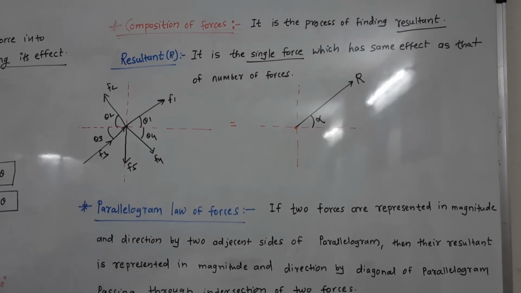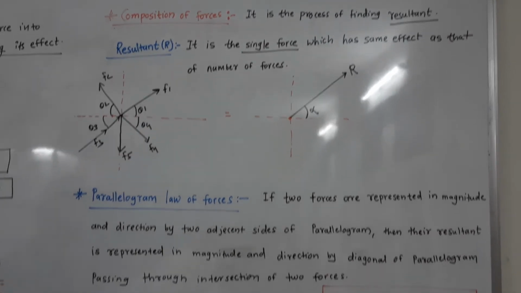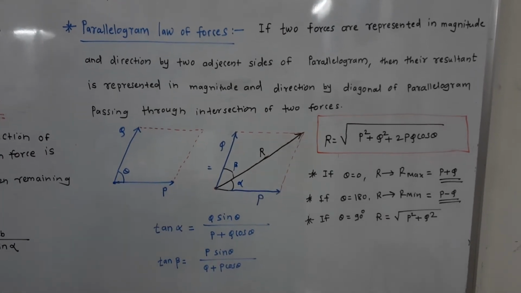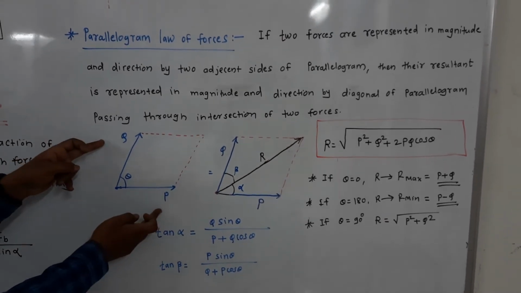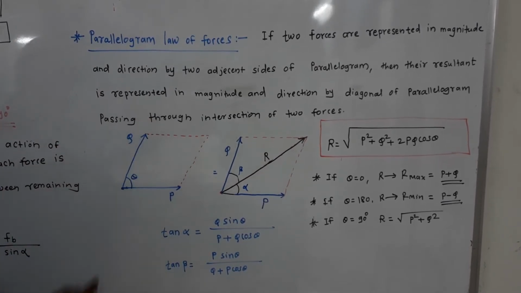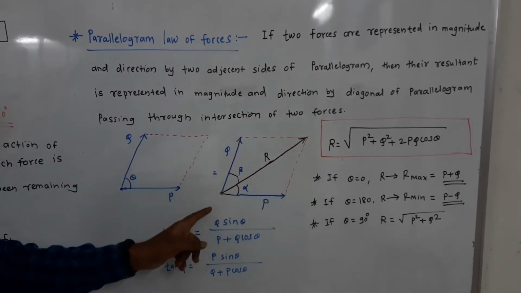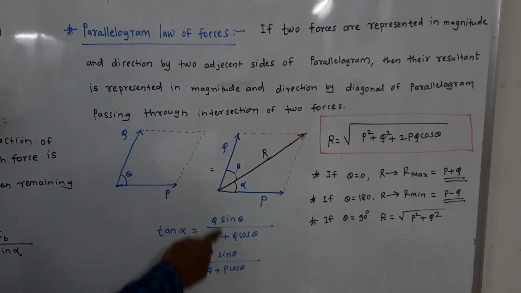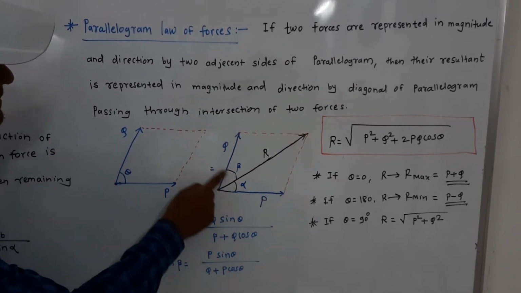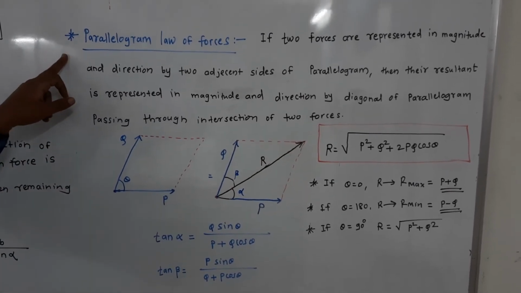Now related to the composition, we have one theorem, that is the parallelogram law of forces. According to the parallelogram law of forces, if two forces are represented in magnitude and direction by two sides of a parallelogram, then the resultant will be represented in magnitude and direction by the diagonal of the parallelogram passing through the intersection of those two forces. So this is the statement of the parallelogram law of forces.